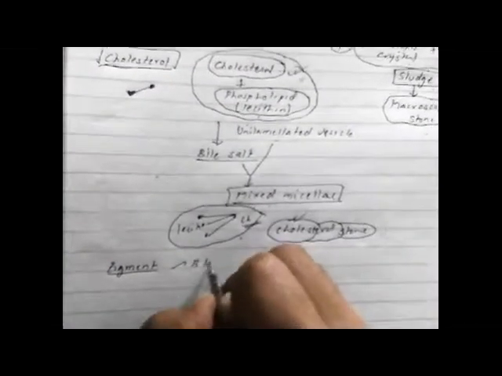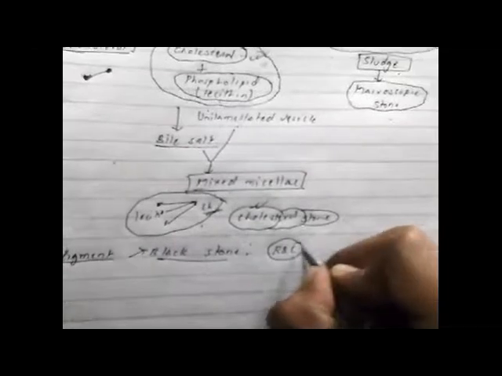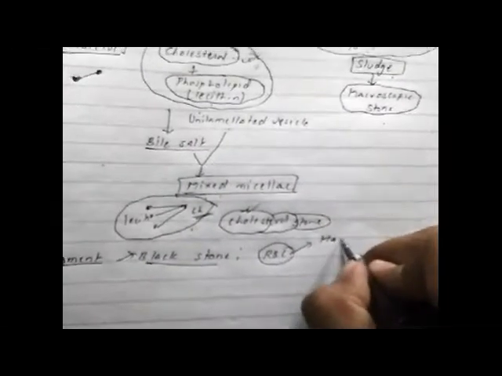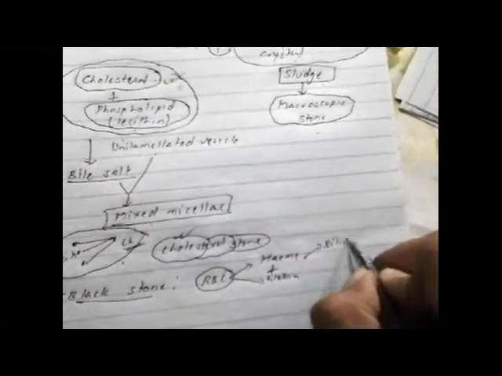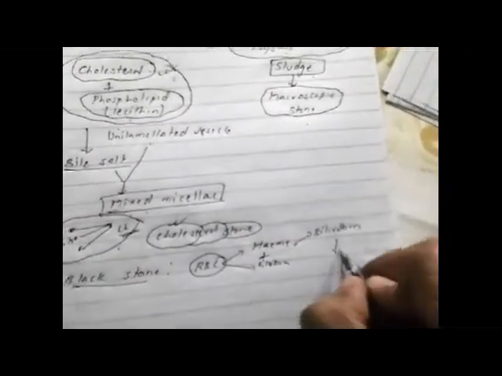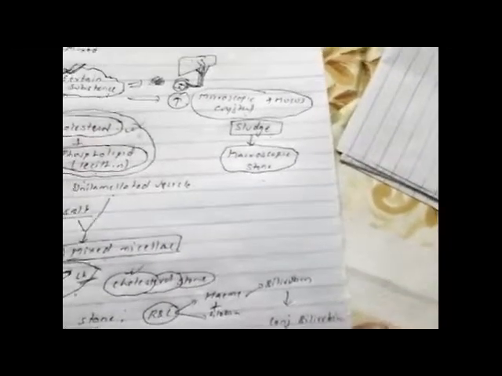First of all, the black stone. Black stone is formed from heme. We have RBCs, and from RBC there is heme and globin. Globin is a protein, so it is recycled, and heme is degraded to form bilirubin. Bilirubin is conjugated in the liver to conjugated bilirubin, and conjugated bilirubin is soluble in water.